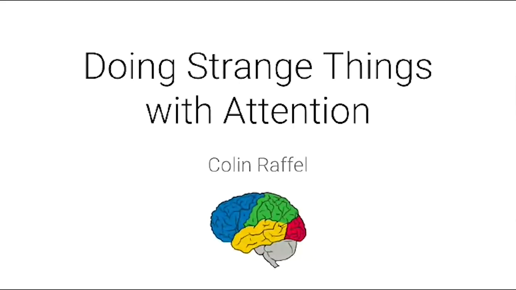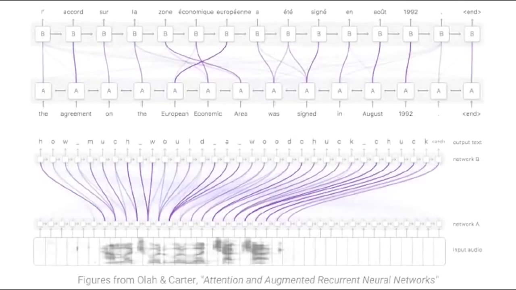Today I'm going to be talking about machine learning models with attention. And attention refers to the ability of a model to refer back to entries in its input when producing each element of an output sequence.